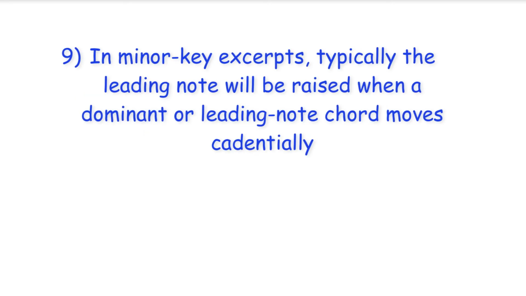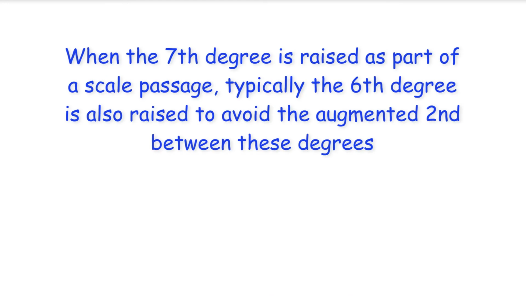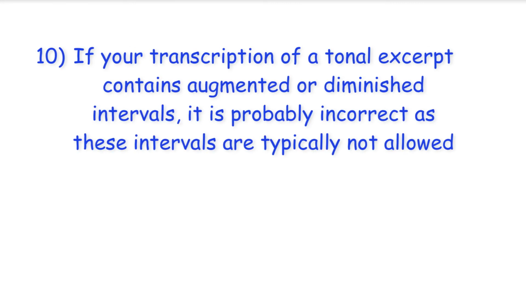In minor key excerpts, typically the leading note will be raised when a dominant or leading note chord moves cadentially and when an ascending and sometimes descending passage is used. When the 7th degree is raised as part of a scale passage, typically the 6th degree is also raised to avoid the augmented second between these degrees. Following on from the last tip, if your transcription of a tonal excerpt contains augmented or diminished intervals, it is probably incorrect, as these intervals are typically not allowed.